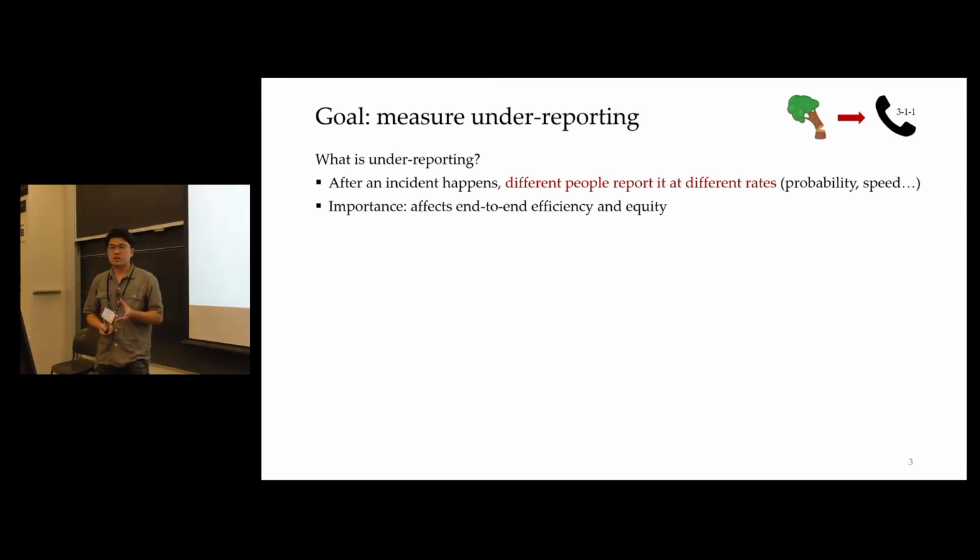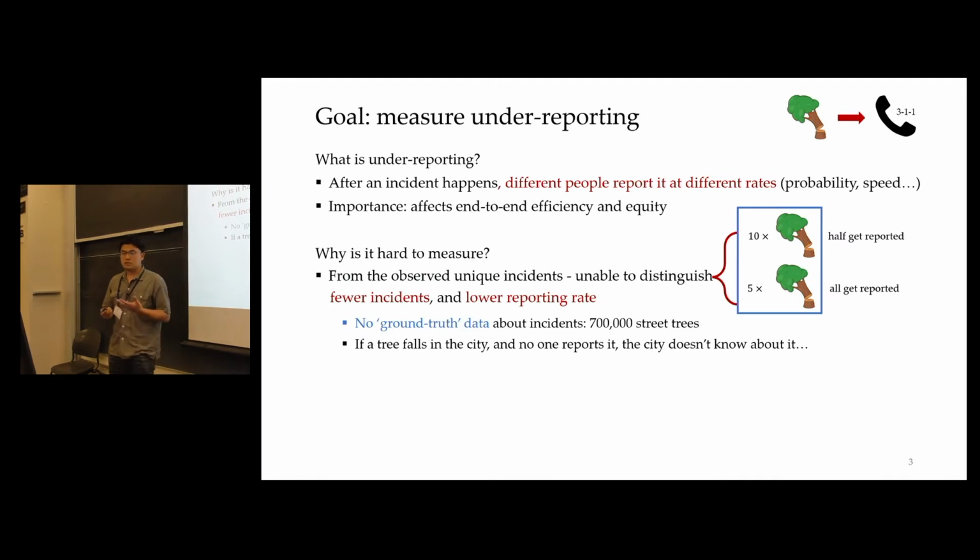The importance of measuring this is that we have a pipeline of events, and reporting is a very important link in this pipeline. So if there are inefficiencies and inequities in this link, then it affects the end-to-end efficiency and equity. Why is it hard to measure? Well, to put it very simply, it is very hard to distinguish between fewer incidents and a lower reporting rate if we only looked at the observed unique incidents.